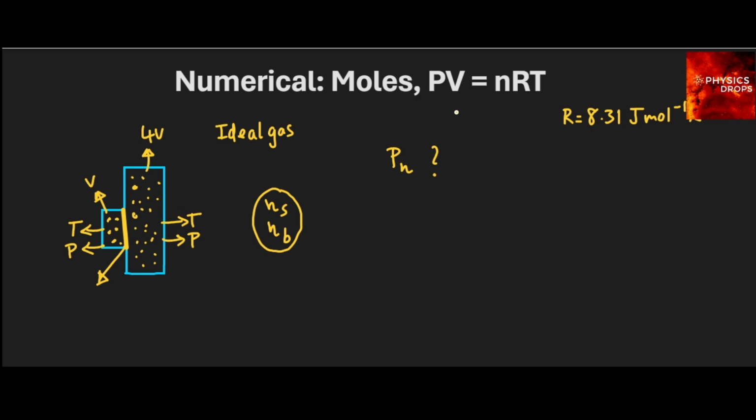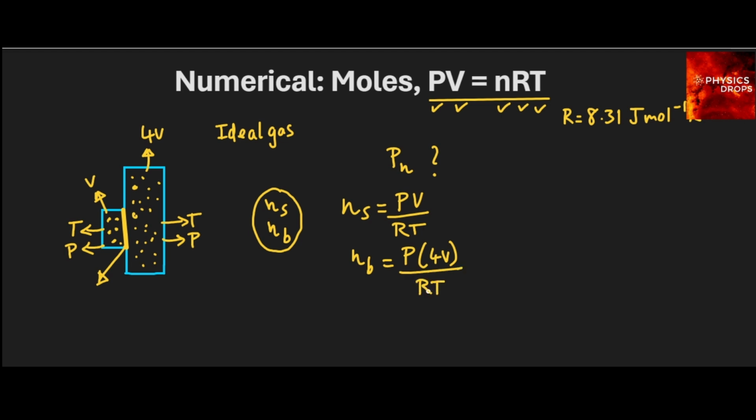We also know from the equation of state for an ideal gas that PV equals nRT, where P is pressure, V is volume, n is the number of moles, R is the gas constant, and T is the temperature. From this, n is going to be PV by RT. So Ns, the smaller chamber, is going to be PV by RT. And Nb in the bigger chamber, the pressure is P, but the volume is 4V, so it is 4PV by RT, and the temperature is the same, T. This is the initial scenario.